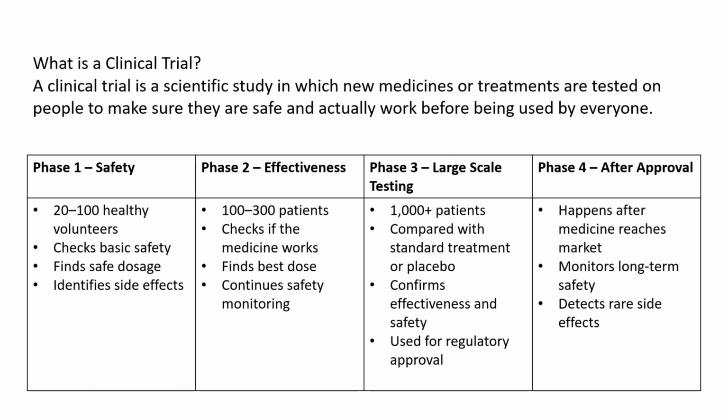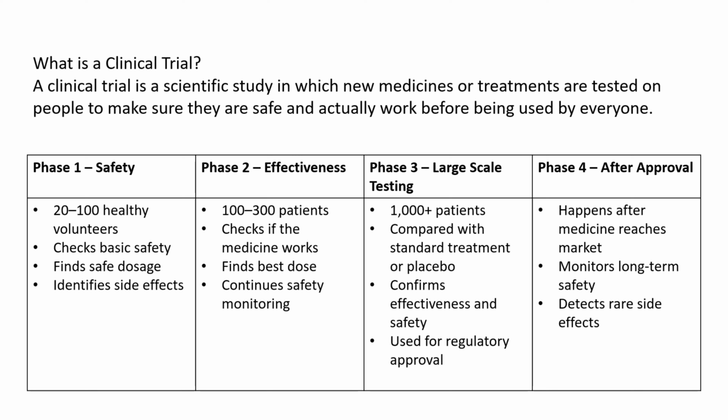Phase 4 is the phase of clinical trial after drug approval. It happens after the medicine reaches the market, after approval. It monitors long-term safety and detects any rare side effects. The main three questions we answer in phase 4 are: does it have any rare side effects? What is the long-term safety of this particular drug? And how does it perform in the real world?